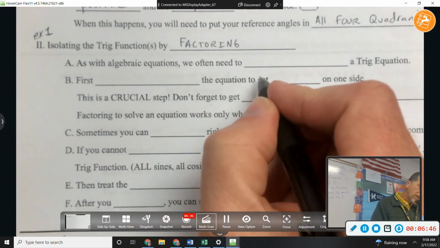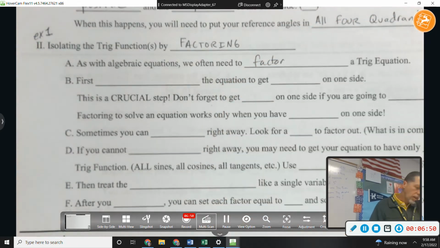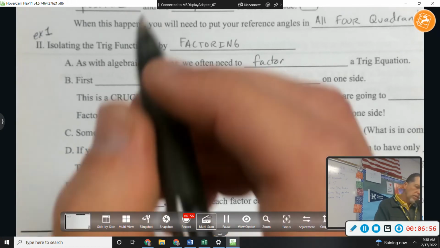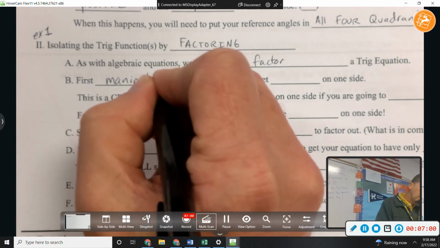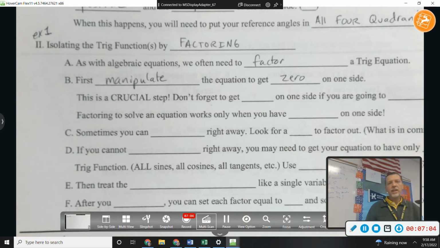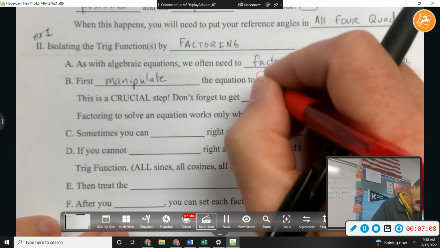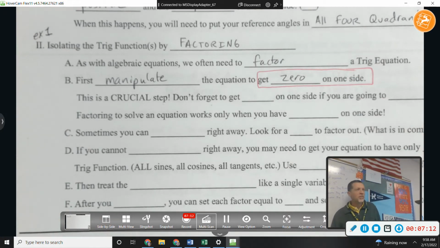As with algebraic equations, we often need to factor a trig equation. First, manipulate the equation to get 0 on one side. That's what the warm-ups tested, right?